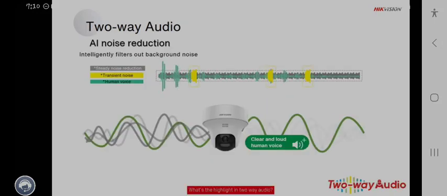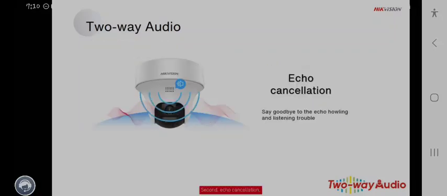What are the highlights of two-way audio? First, it supports AI noise reduction, which means this technology helps to filter out background noise intelligently, so that a Turbo HD camera with two-way audio can transmit clear and loud human voice. Second, echo cancellation. Because a camera with two-way audio has a built-in mic and speaker, the echo can be a big problem which affects the audio quality. With echo cancellation technology, we can say goodbye to echo, howling, and listening trouble.